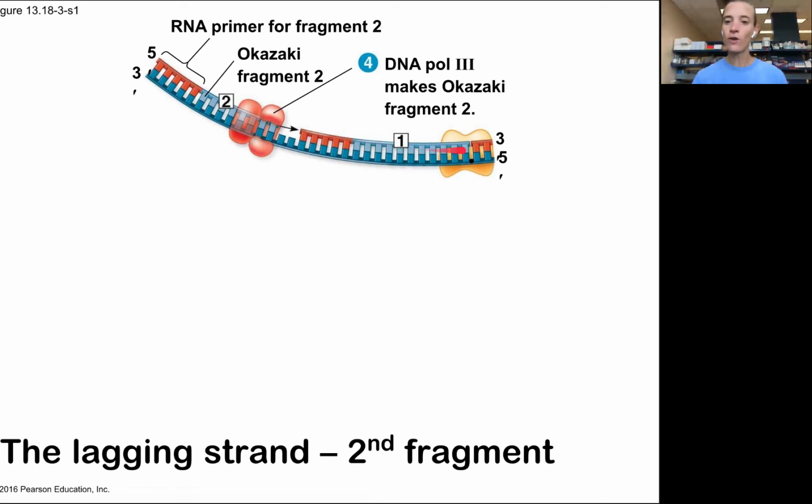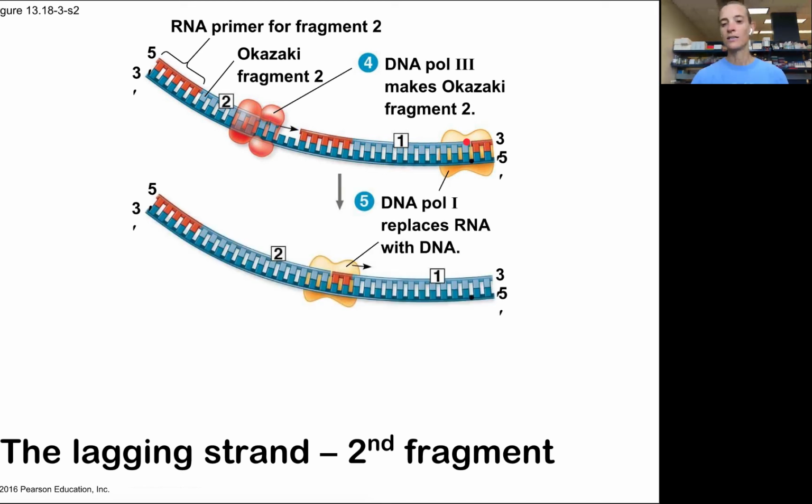Now, the first fragment will have an opening with the next fragment. And so these will have to be fixed. So another thing that needs to be fixed is actually the fact that this strand here still contains RNA. And this happens also in the leading strand. It's just that it happens only once in the leading strand, because for the leading strand you only need one primer. And so this RNA has to be eliminated and has to be replaced by DNA.